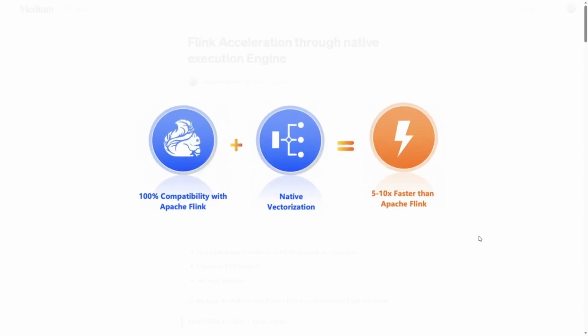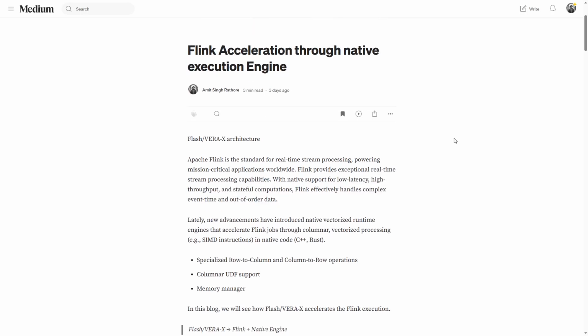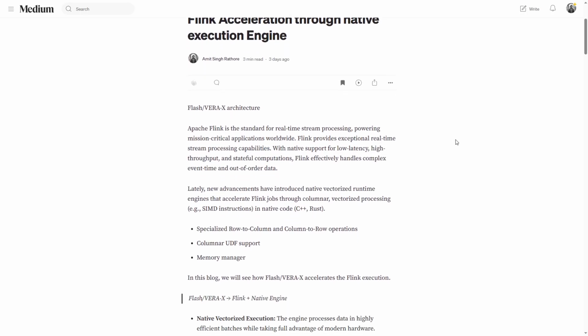I'm back with another video, and in this video we will be looking at how we can speed up Flink using a native engine. There is a trend going on in the data engineering field where we are looking at native engines as an acceleration point for certain engines, certain computations that we have.